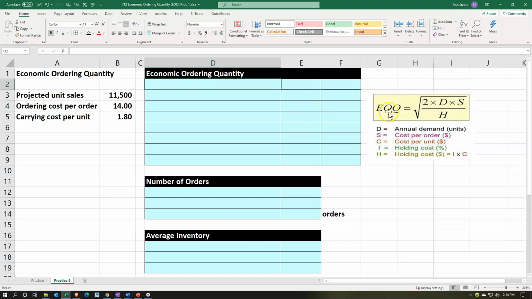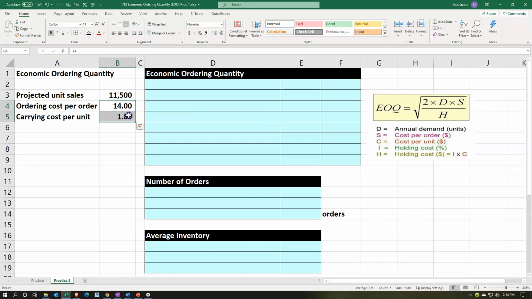All right, formula: square root of 2 times D, which is the annual demand, or the units that we expect to sell, times S, which is the ordering cost per order, divided by H, which is the holding cost, the cost of us holding on to the inventory, to carry the inventory, one unit over a certain time period. Oftentimes this H will be characterized as a percentage of the sales cost. It's not in this case, but you might see it in that format as well.